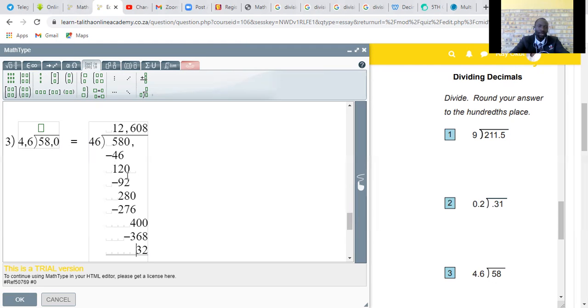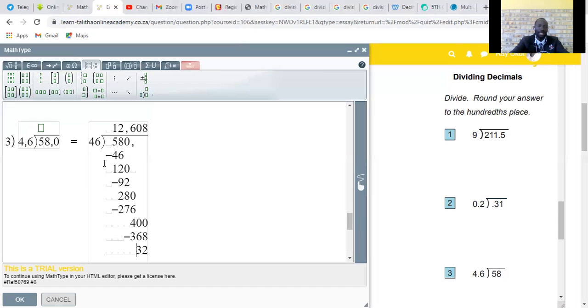We now bring this 0 here so that we have 120. 120 can be divided by 46. In other words, 46 would go into 120 2 times, and 2 times 46 would give us 92. 92 taken from 120 would give us 28. Now, 28 cannot be divided by 46. So we do what? We put a decimal point there. We would have put 0 point, but because we already have 12, there is no need for a 0 there.